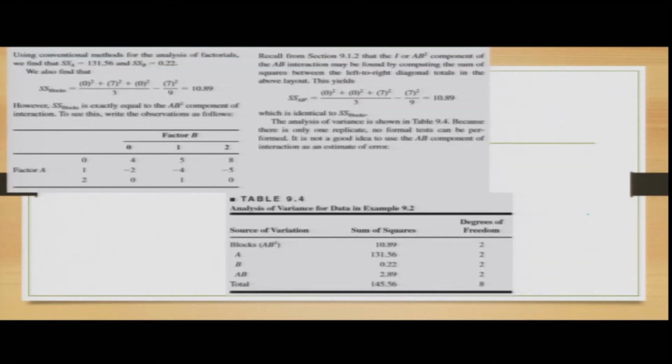Using the conventional method for analysis of factorials, we find SSA, which is the sum of squares for the A factor, and SSB, the sum of squares for the B factor. They are 133.56 and 0.22. So, the analysis of variance table for the data is given. I will only go to the final one which I am trying to highlight. In the leftmost column you have the sources of variation, which are blocks, A, B, combination, errors and the totals. The sum of squares are given in the second last column, and the degrees of freedom in the last column.